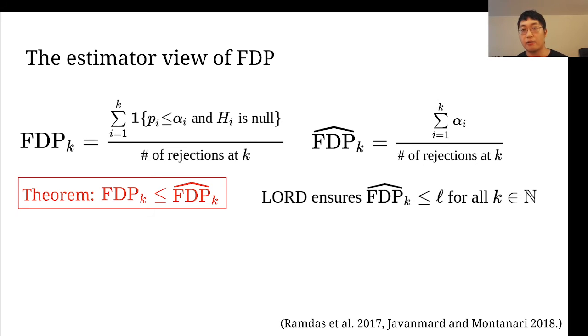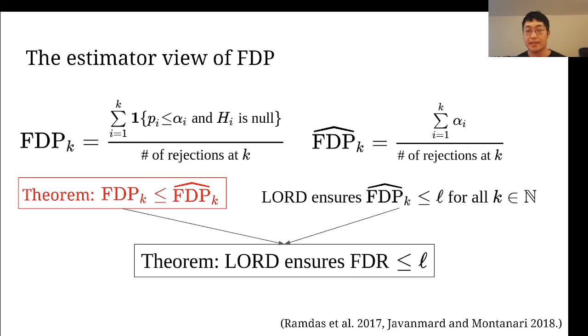And this algorithm LORD, which was first introduced by Javanmard and Montanari, basically ensures that FTP hat is less than or equal to this fixed level L for all time steps, for all k and n. So these two facts combined essentially give us that LORD can control FDR at level L, just because it controls this estimator at level L.